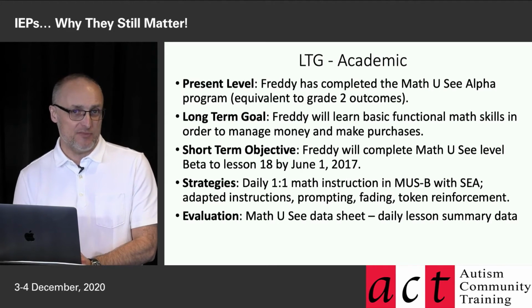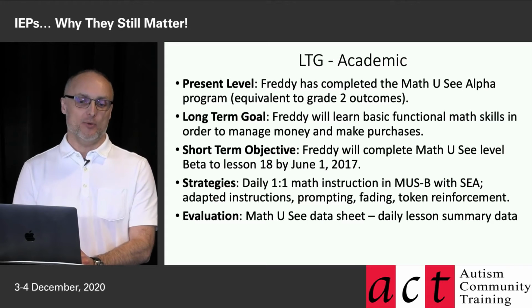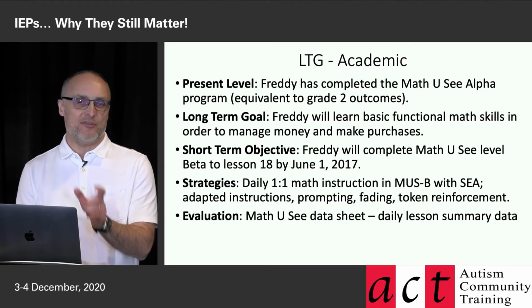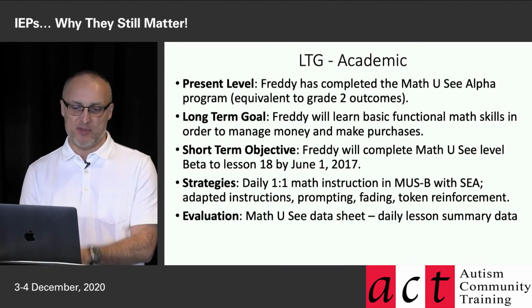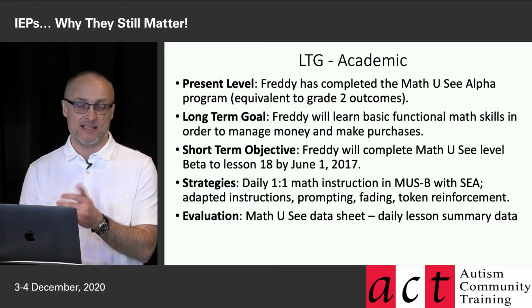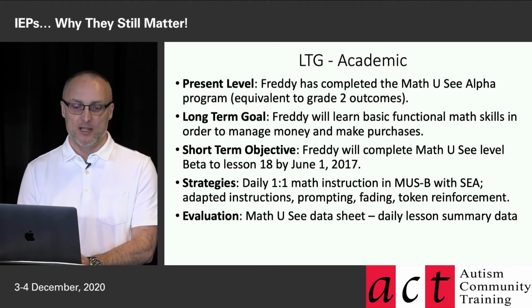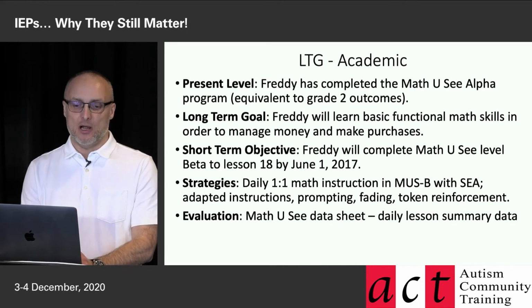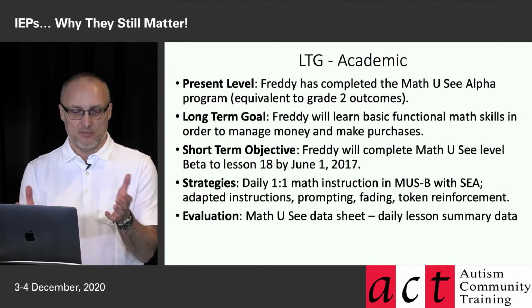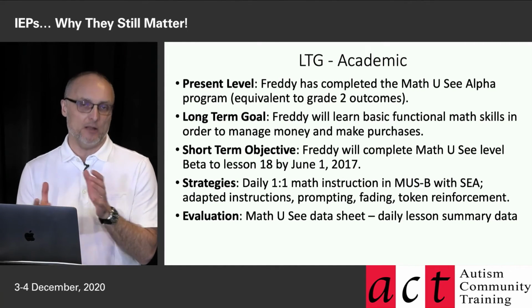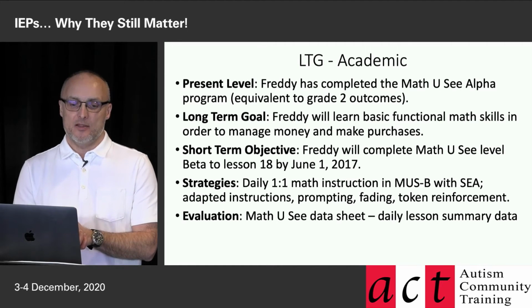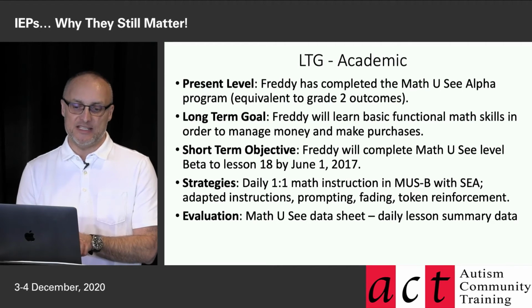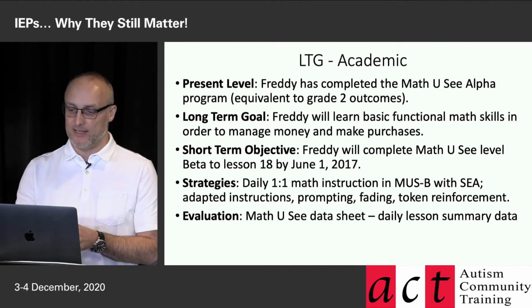The strategies to achieve this math outcome are daily one-to-one math instruction in Math UC level beta, that's the MUSB, with his SEA, so his SEA is his numeracy teacher, using adapted instructions, and the EA knows what those are, prompting and prompt fading, and token reinforcement. Again, those fundamental core elements of effective instruction. The evaluation will be using a Math UC datasheet, the daily lesson summary data.